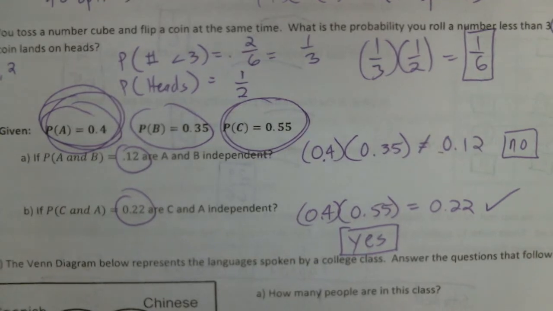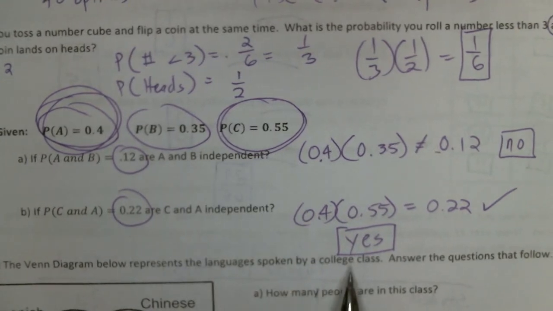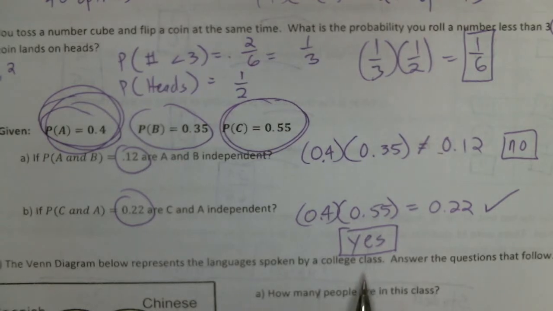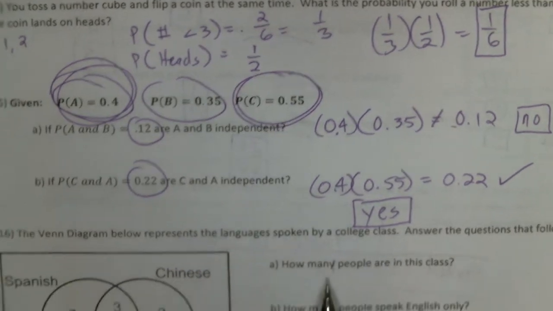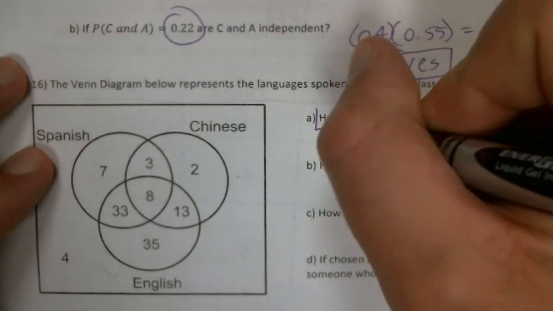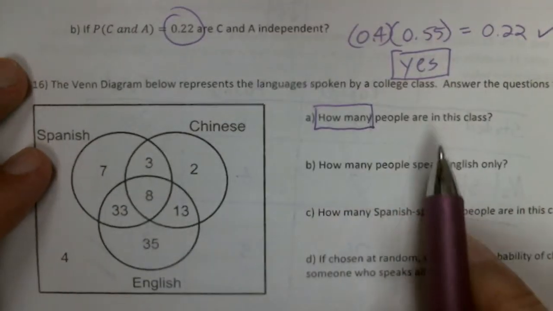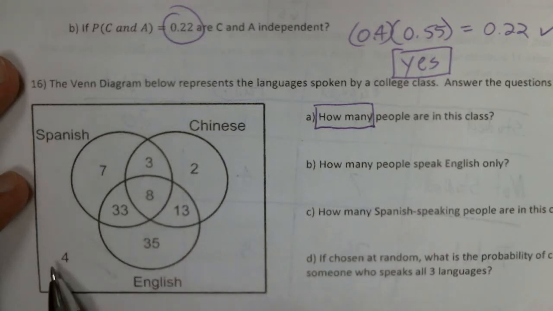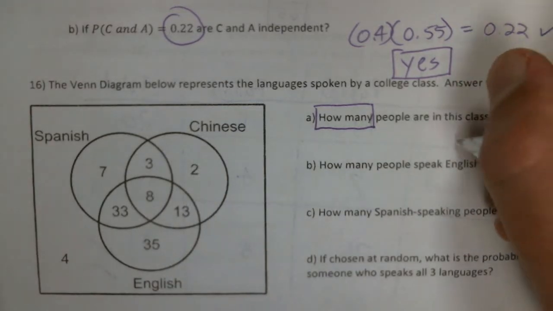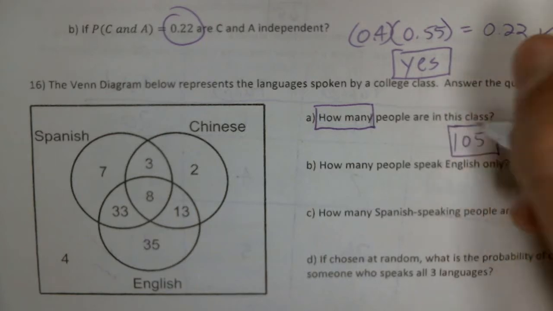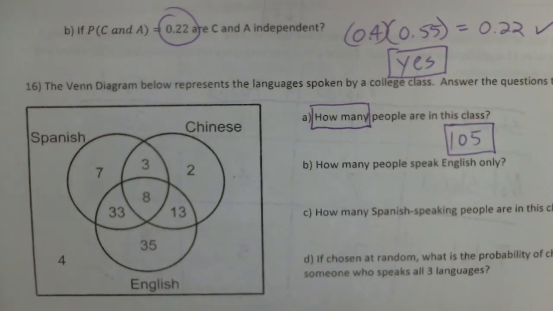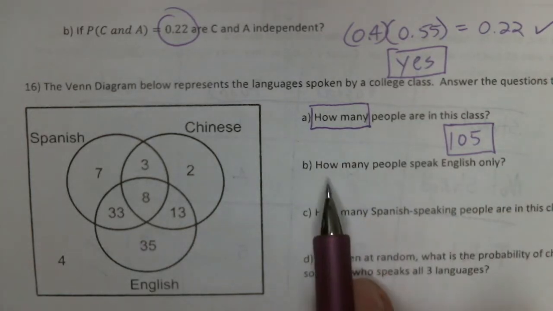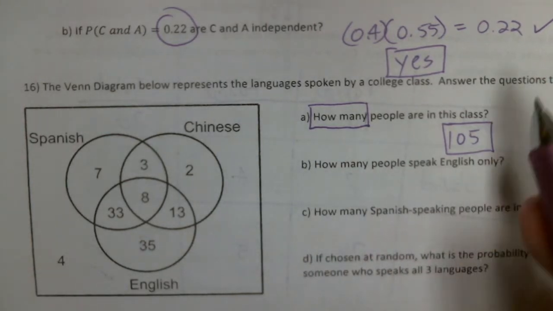Okay. All right, last one here, guys. We've got the Venn diagram. It shows the languages spoken by a college class, broken down by college class. Answer the questions. How many people are in this class? That's a physical hard number. I'm simply going to add up all these numbers. If you add up all those numbers, that comes out to be 105 people. So when we're doing all these other probabilities, it's basically going to be out of 105 people for most of these.